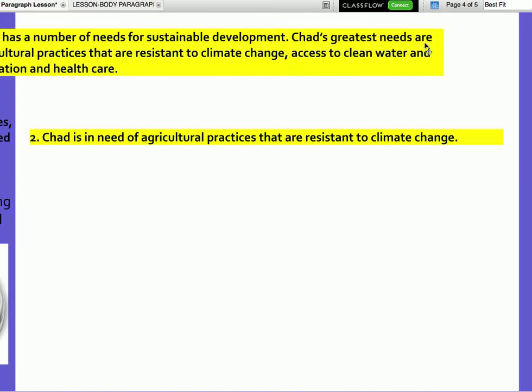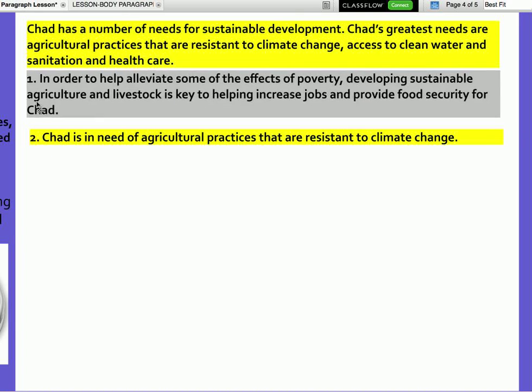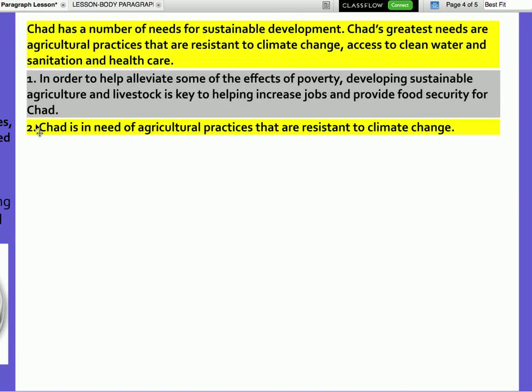If I go back really quick and look at the ending of my introduction, it talks about the needs that I have for sustainable development. So I'm going to transition from this idea to just my one idea of agricultural practices. So my transition will look like this. It's going to build a bridge between these 2 yellow parts. So, in order to help alleviate is just a fancy way of saying to make it easier.